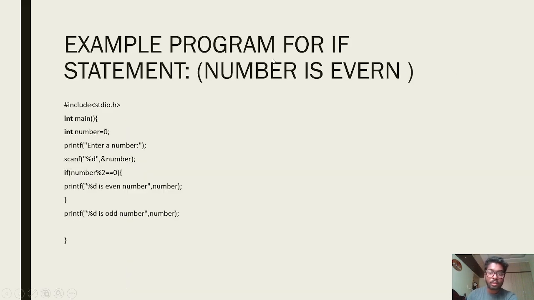So here is an example to print if the given number is even or odd. Here you can see the use of if statement. Here if number modulus 2 is equal to 0, then print the given number is even. So here we can enter some number and it's going to find the modulus. Modulus means it's going to give us the remainder. If you're dividing the number by 2 and if you get the remainder as 0, then the number is even, else the given number is odd.